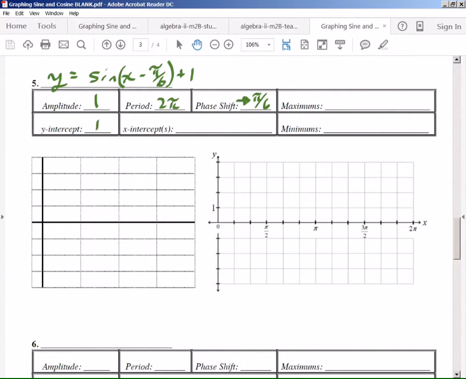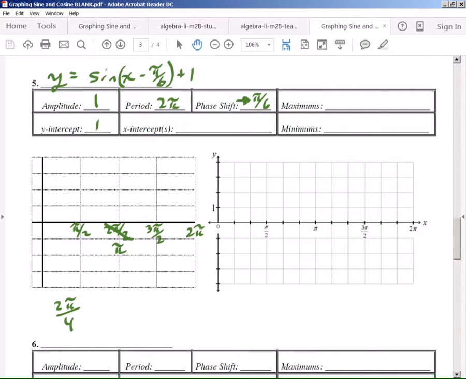Okay. So we always put the period first, and then we divide that by 4. Do you guys remember what you get when you divide 2 pi by 4? Pi over 2. So we go pi over 2. Then we get 2 pi over 2, which is pi. And then 3 pi over 2. This is just pi right here. Okay.